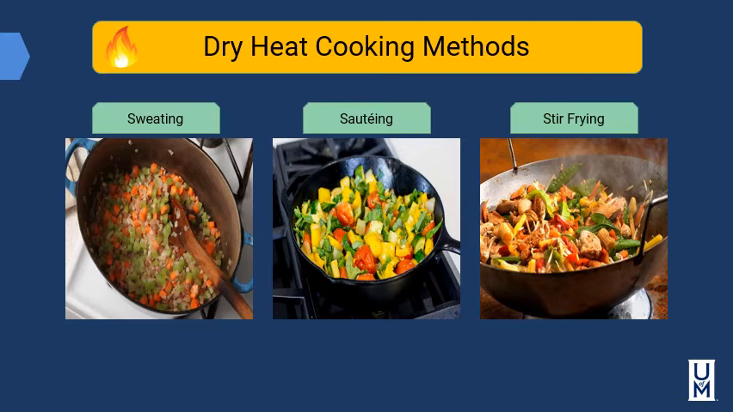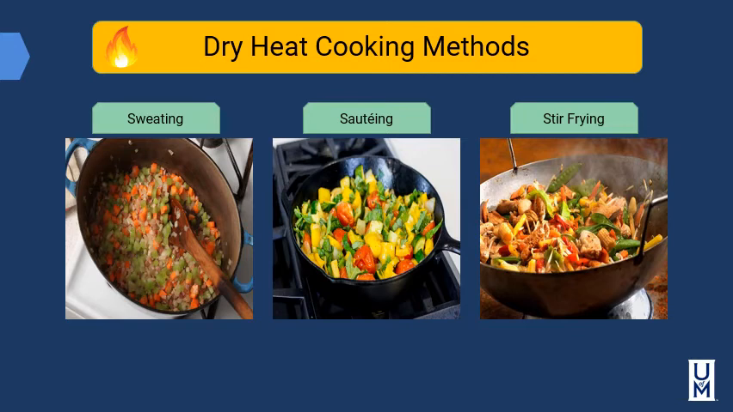The food is often jumped around in the pan to prevent sticking and burning, so all of the food can cook by making contact with the pan's surface. Stir frying is sauteing on steroids. The heat is much hotter than a conventional stove can produce alone. And even the pan used is different.